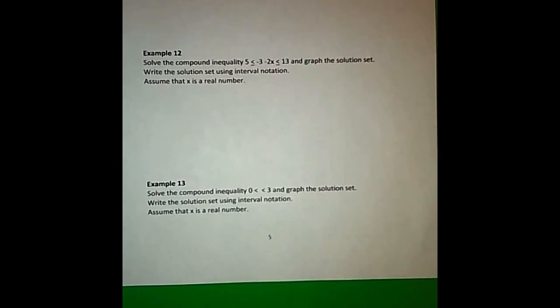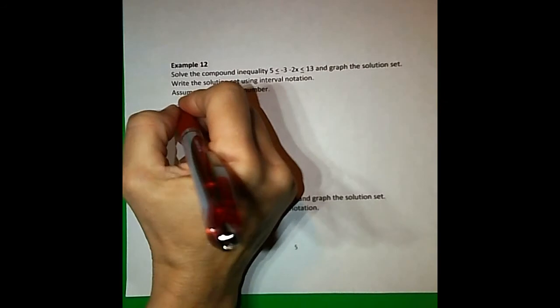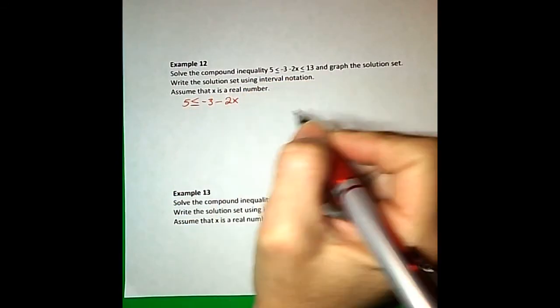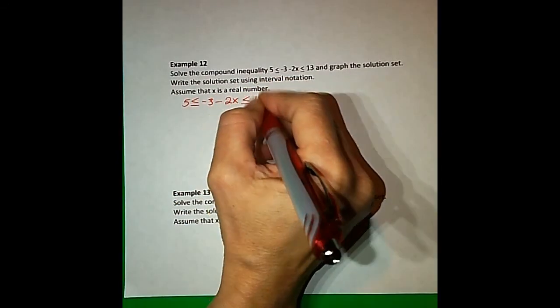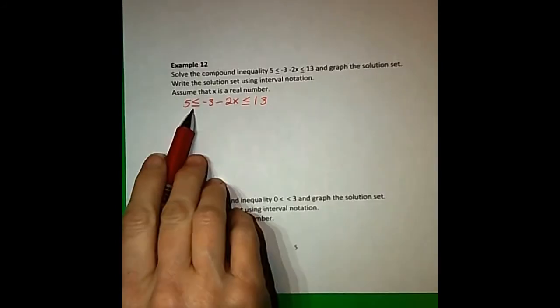We had it just where it was one-sided, where x is equal to or less than. In this case now, we're saying x falls between. Okay, so here we go. We have 5 is less than or equal to negative 3 minus 2x, which is less than or equal to 13. So my x is falling between 2 points, and this equal to sign is telling me it's closed here, and this one has an equal to sign, so it's closed there. So I know I'm going to be using brackets.